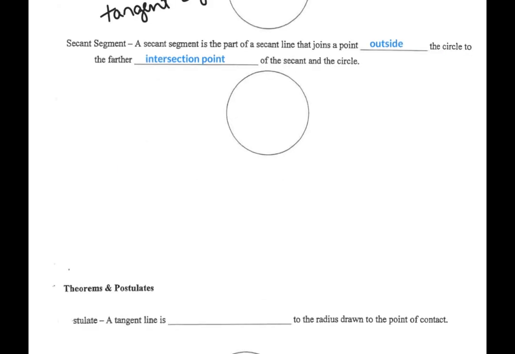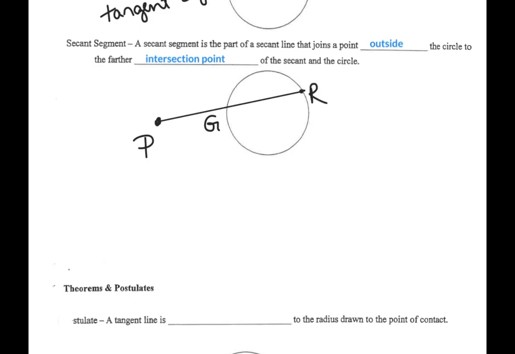Secant segment. A secant segment is the part of the secant line that joins a point outside the circle to the farther intersection point of the secant and the circle. So to draw this, let's start outside the circle at a point, and we'll go through the circle to the farther intersection point. We can label this point P. Right here where it crosses the circle is G, and then over here will be R.